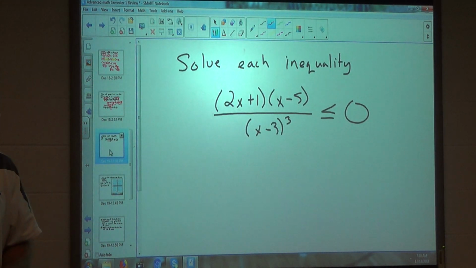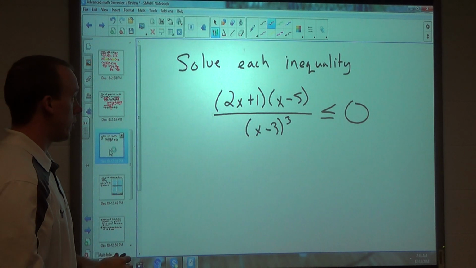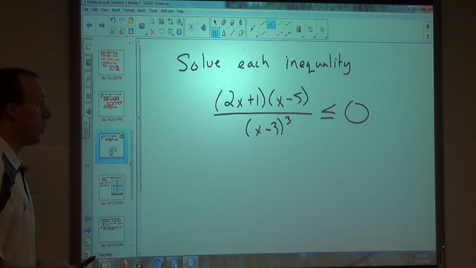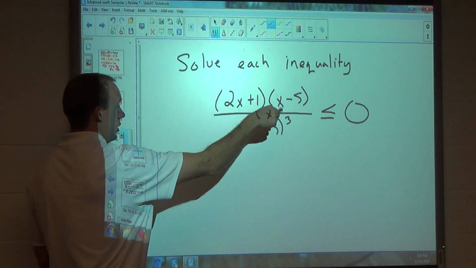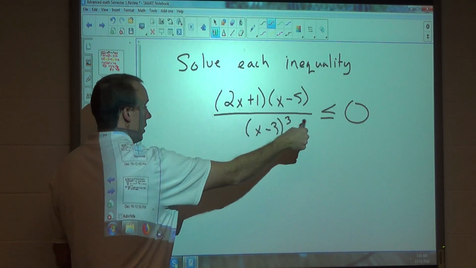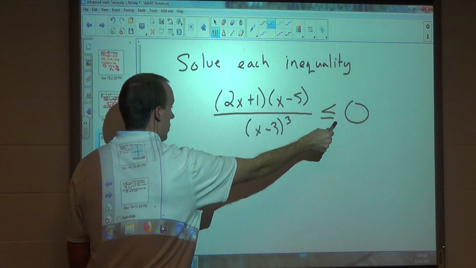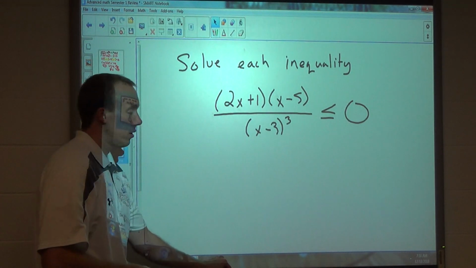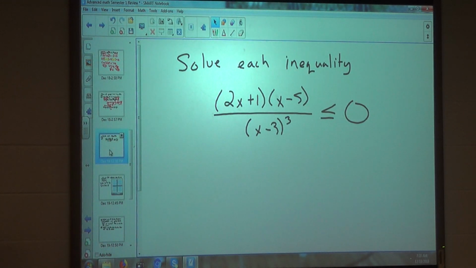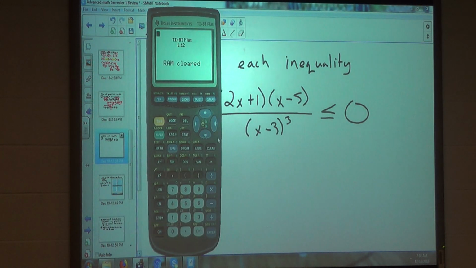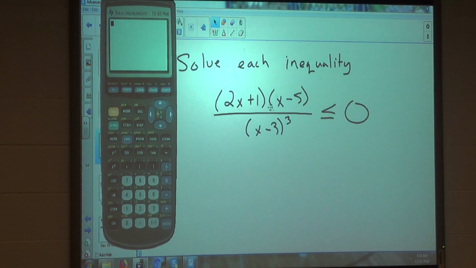Alright, next one here, solve each inequality. The question here says, where is this whole graph less than or equal to 0? What does less than 0 mean? In the negatives. So what I've got to do here is take my calculator out, because I've got to visually see what the picture looks like. The question is where are the answers negative or equal to 0?